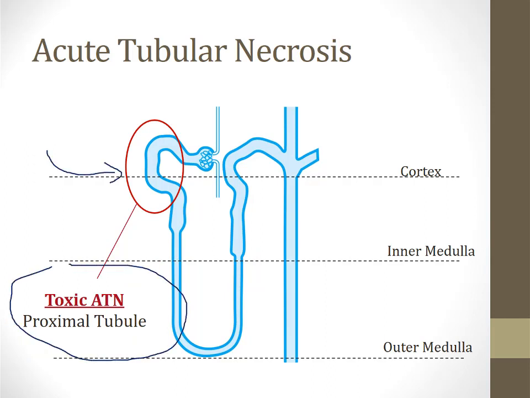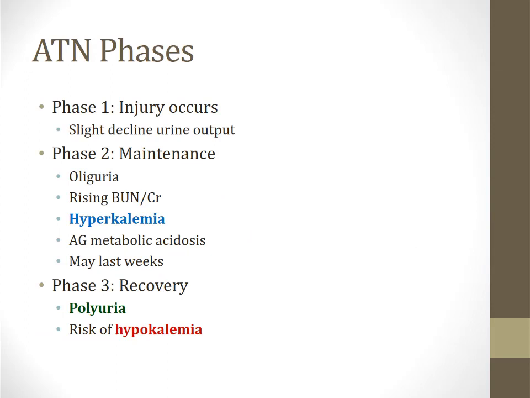In contrast, toxic ATN usually affects only the proximal tubule, and the reason for this is because those toxins are filtered, and the first thing that they encounter is the proximal tubule, so that's where they usually exert their damage. There are 3 phases to ATN, and what the kidneys do in each phase is a little bit different.